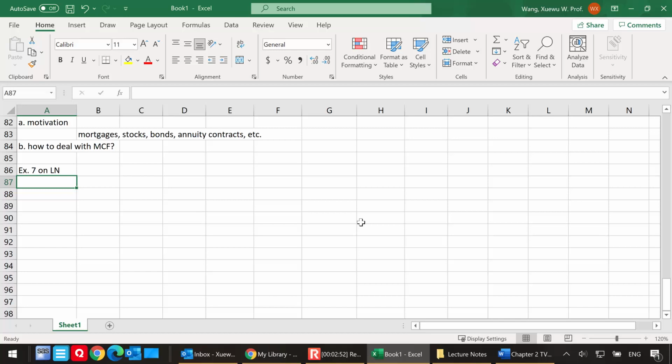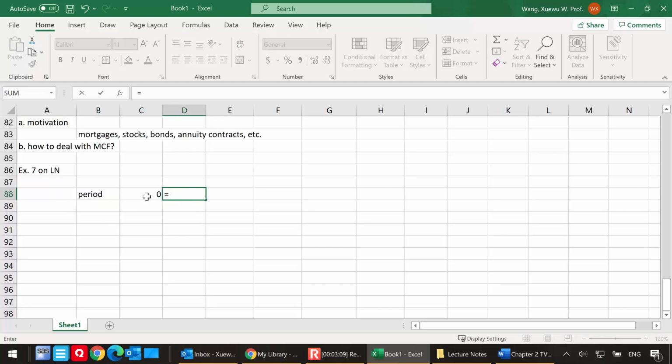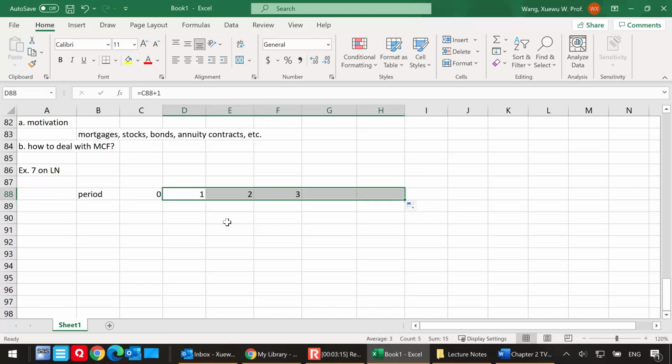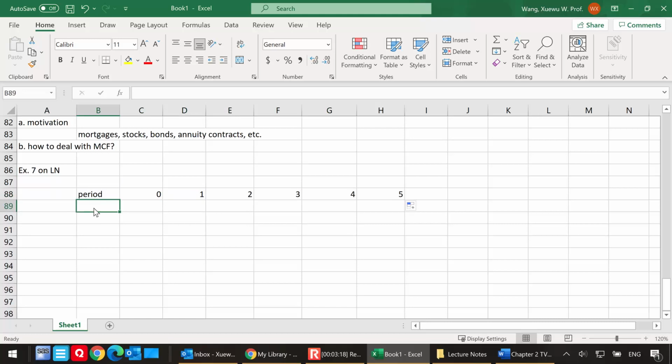Example number 7: Would you pay $1,500 today to get a series of future cash flows in the following 5 years, assuming an interest rate of 6% per year? I'm going to build a timeline and indicate the cash flows. This is a 5-period multiple cash flow structure. In period 1, you receive 100, and then in period 2, 200, 300, 400, and 500.